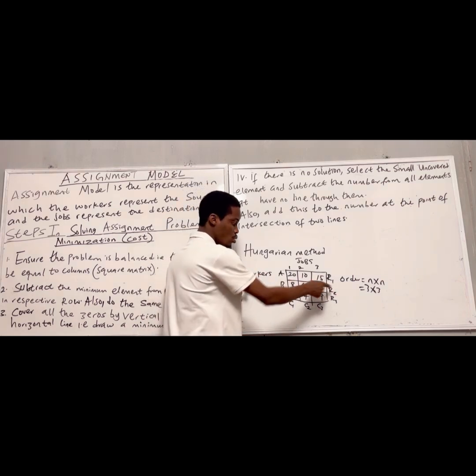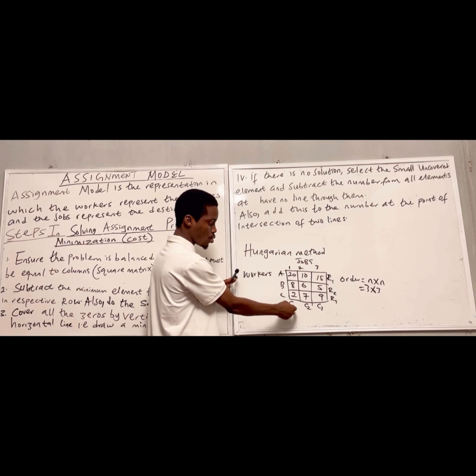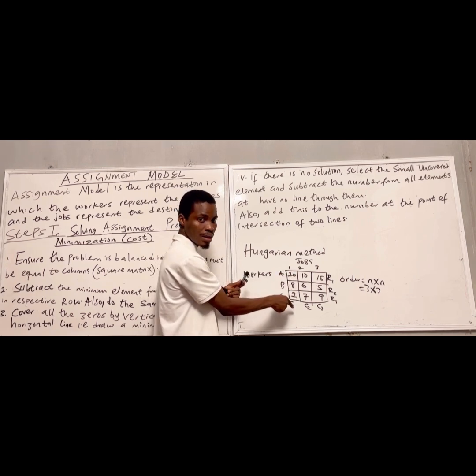Respective columns, respective rows. You will do the same for what? The column as well. So this is our column, which is what? Vertical. 28 and 2. What is the least element, or smallest element, or minimal element? It is 2.